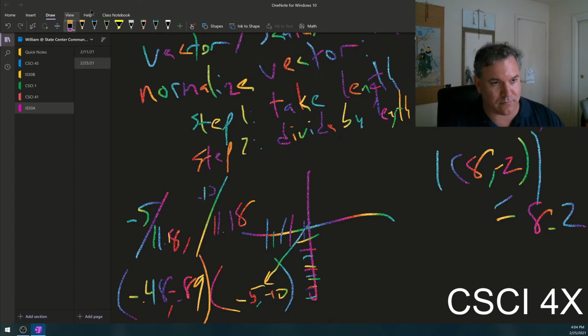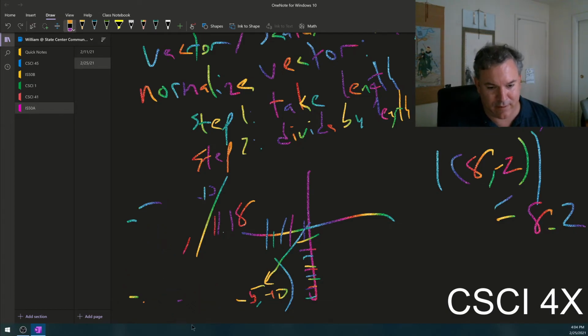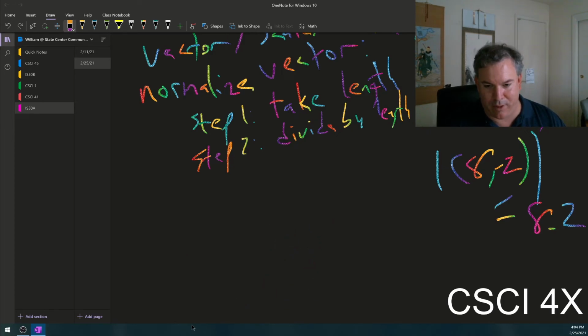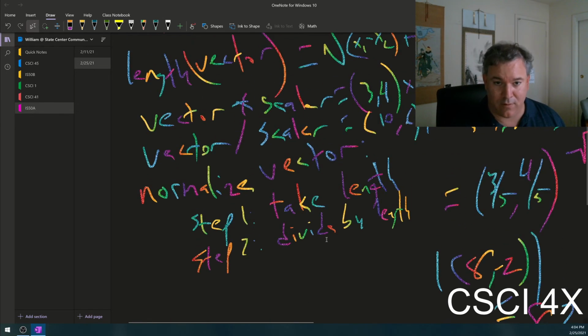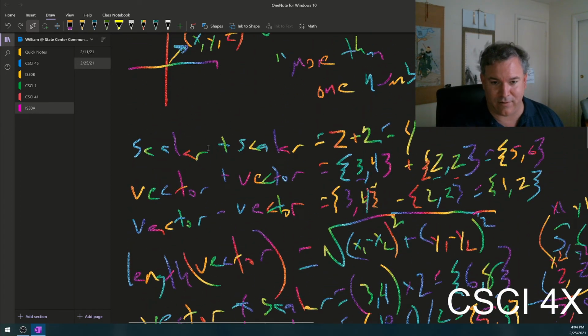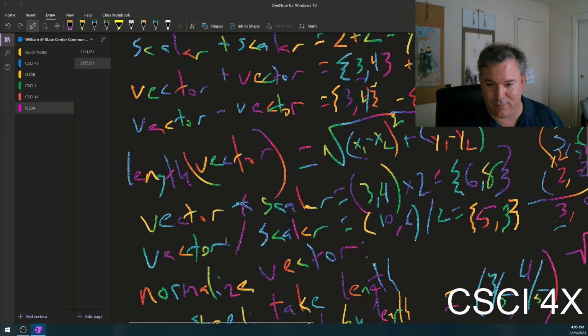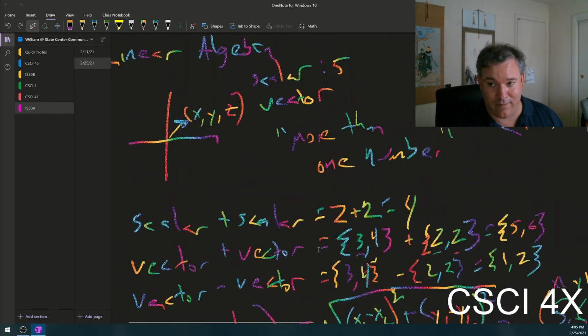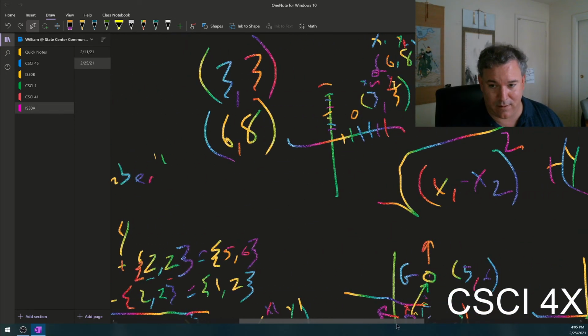The class for today is entirely math, but all of these things are really the foundational building blocks of video games, which it doesn't look like. It looks like just math, like addition and subtraction and length and multiplying, but man, these are used everywhere.